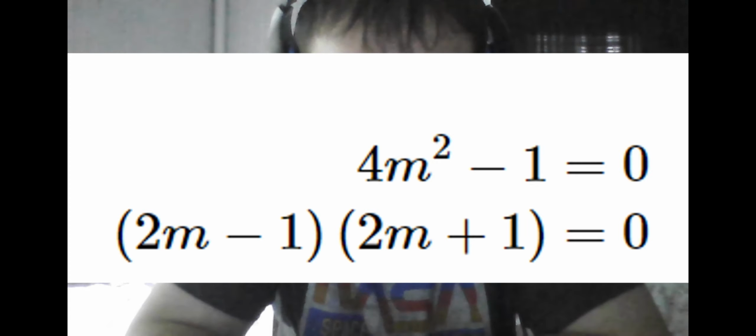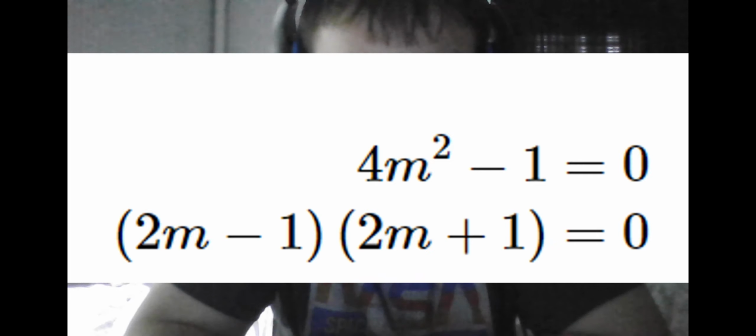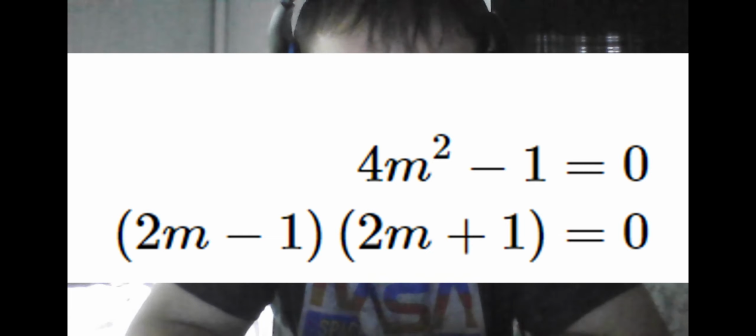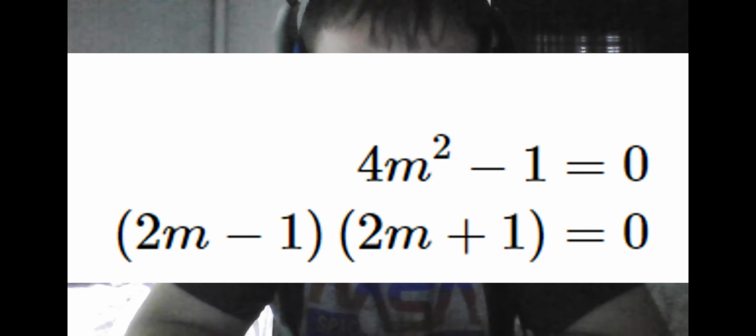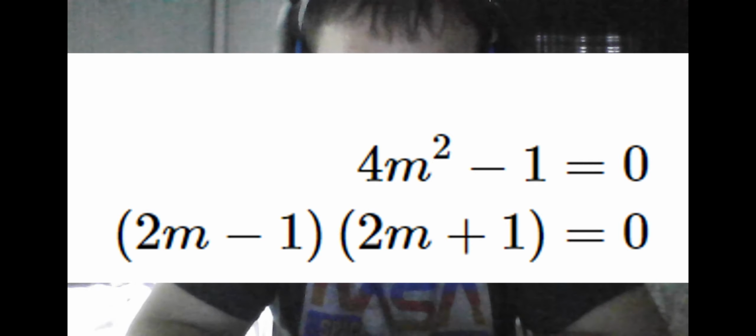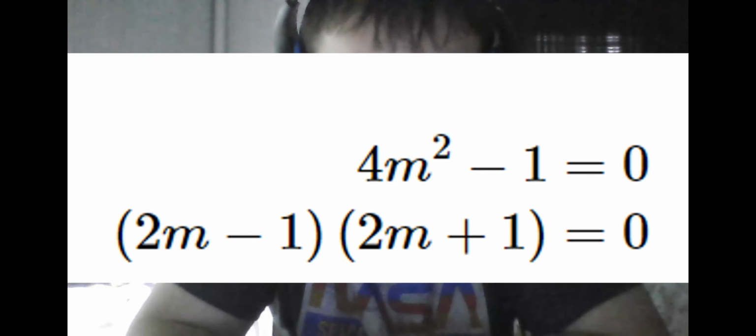And now we set these individually equal to 0 and solve them as linear equations. And we conclude that m must equal 1/2 or negative 1/2. This makes sense because 1/2 squared is 1/4, and negative 1/2 squared is also 1/4 because a negative times a negative is a positive. So we see 4 times 1/4 in both cases is 1, and the other term is minus 1. 1 minus 1 simplifies to 0, and that is what we want if we have a quadratic equation in standard form. In conclusion, m equals 1/2 or negative 1/2.